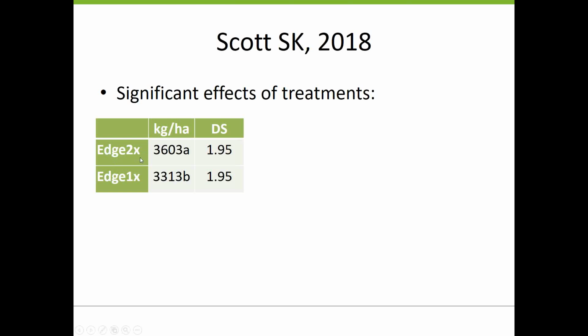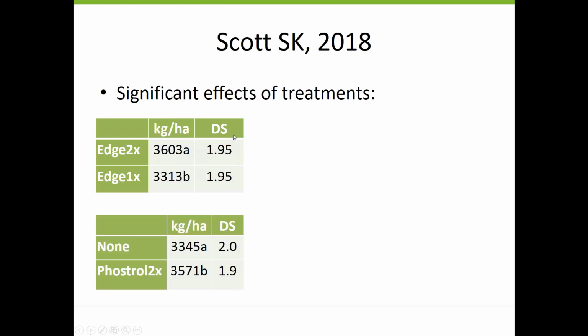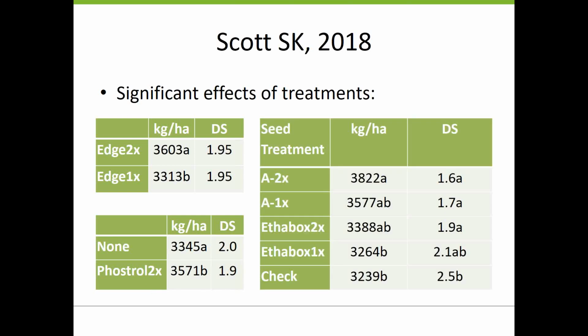And what we saw was that it was an effect of the Edge. We did see higher yield compared to the label rate, but no difference in disease severity. So this is likely more of a weed suppressive effect than a disease severity effect. For phosphoral, which is applied 2 times in the growing season, again, we saw a significant increase in the yield here, but not really a big difference in disease severity. So that could indicate that that effect was more to do with plant health effects.